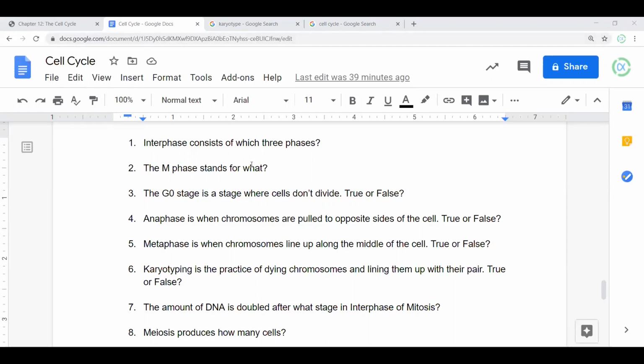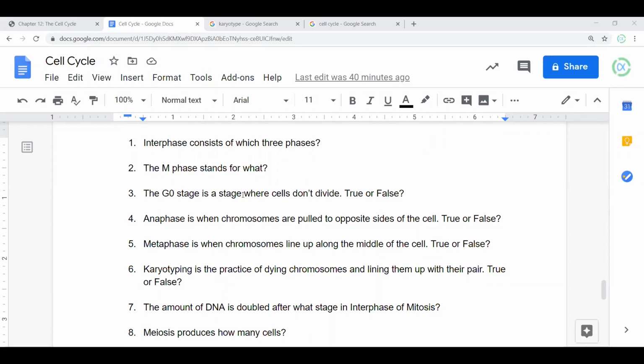Okay, so the answer here was G1, S, and G2. Remember that interphase is the first part of the cell cycle. It consists of the G1, S, and G2. G1 is just general growth, S is DNA replication, and then G2 is just more growth. So yeah, that's what interphase is. So M phase stands for what?